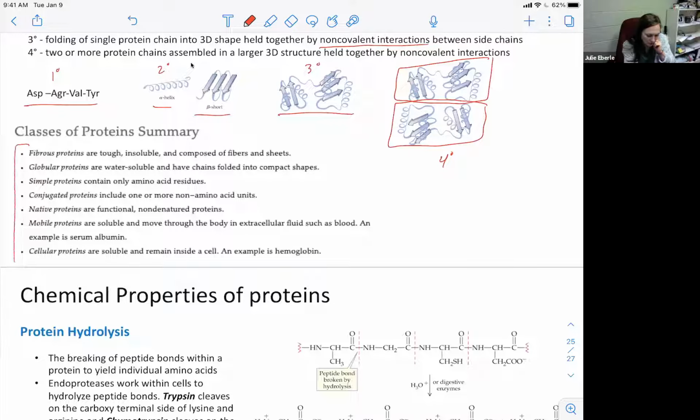This is just a summary. I grabbed this from your textbook. It's a summary of the different classes of protein. I'm trying to see if there's anything on there I want to mention specifically.